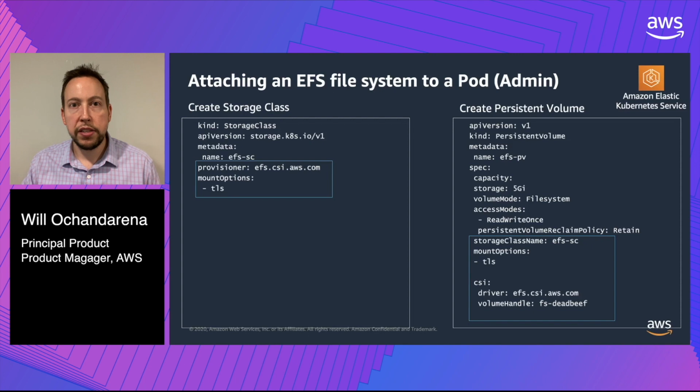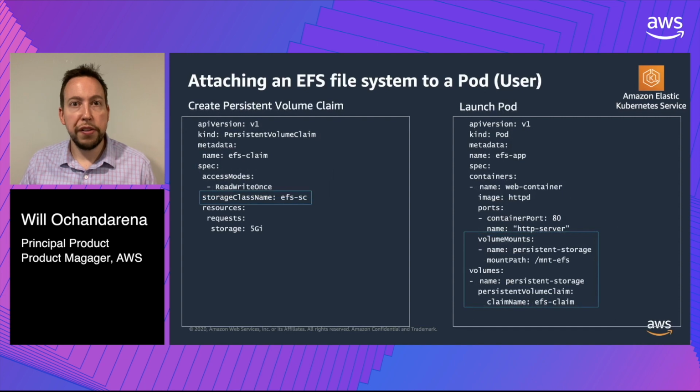You then create your persistent volume. That's where you actually say this persistent volume is attached to this particular file system and access point. Then the user or developer comes around and creates the persistent volume claim referencing only the storage class. And Kubernetes is going to pick an available persistent volume and hand it back to the user that they can then launch their pod referencing, and now their application is running in a container using EFS for persistent storage.